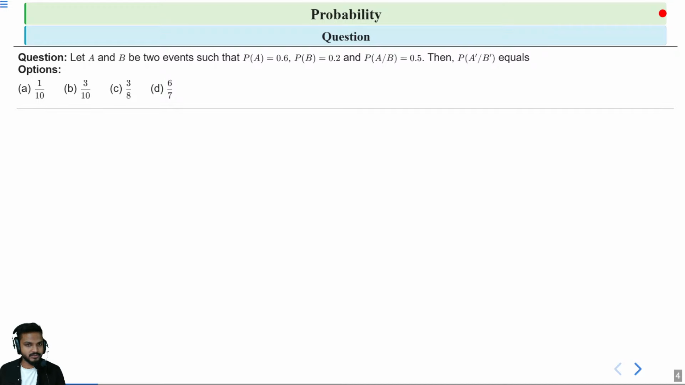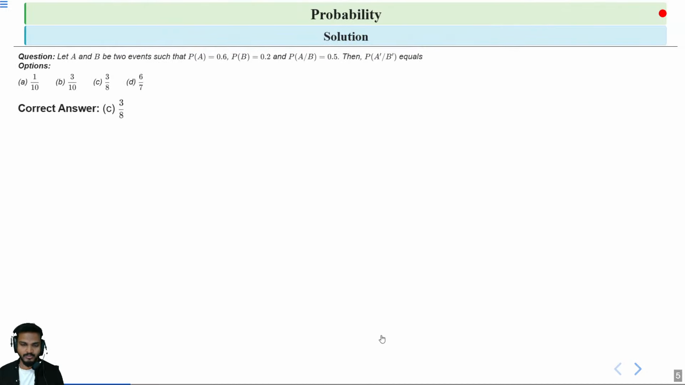So which option is correct? Correct answer is option C, that is 3 by 8.